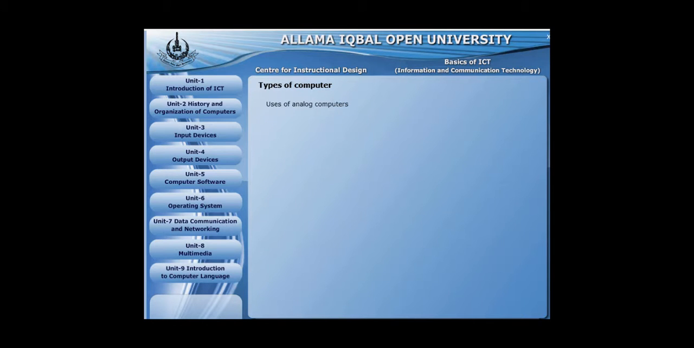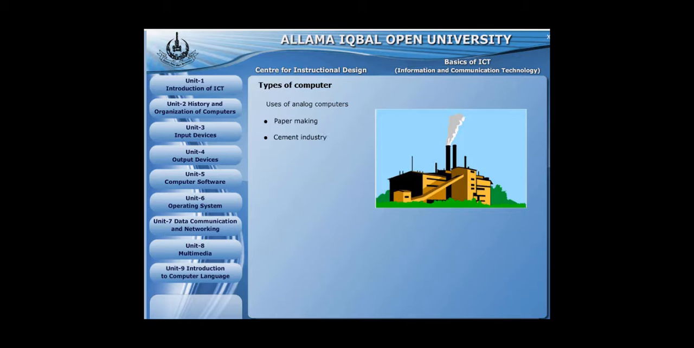Analog computers are widely used in paper making, cement industry, chemical industry, and oil refineries to control certain processes. These do not require storage, and their output is in the form of readings on dials or on graphs.